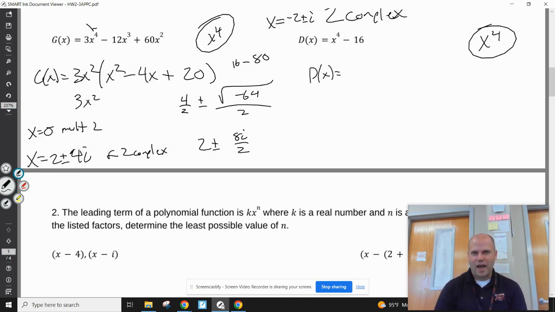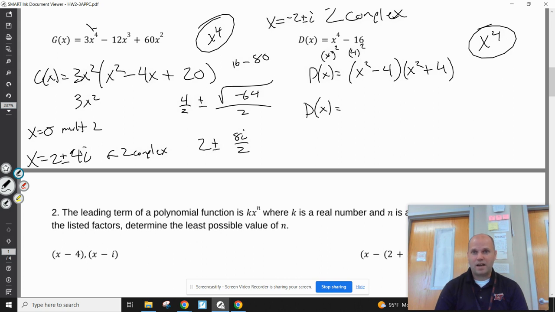Now, I actually can factor this to be x squared minus 4 times x squared plus 4. Why could I do this? This is a difference of squares. This is x squared squared. This is 4 squared. It's a difference of squares. X squared minus 4 times x squared plus 4 is x to the 4th minus 16.